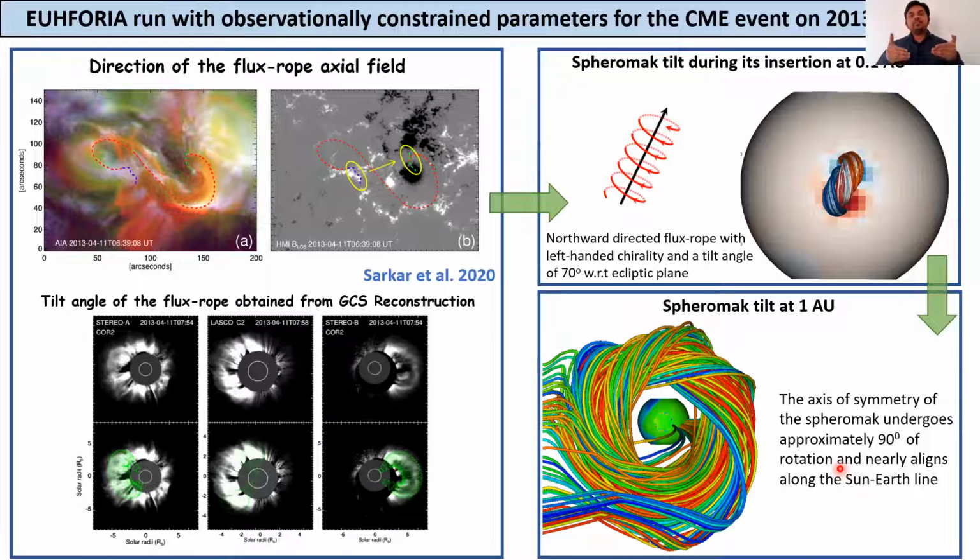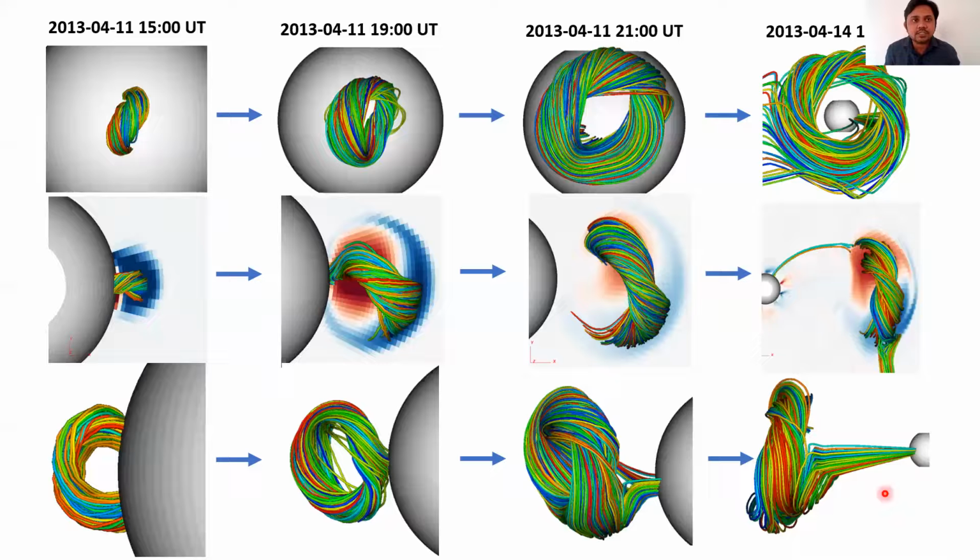So when the spheromak reaches 1 AU, what we see is that the spheromak axis rotates almost 90 degrees, and when it reaches 1 AU, you see the hollow part of the spheromak is along the Sun-Earth line. So the axis of symmetry rotates almost 90 degrees. I will explain it in detail through some pictorial depiction here.